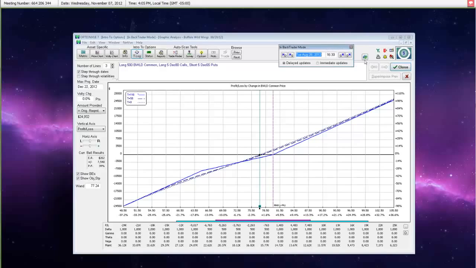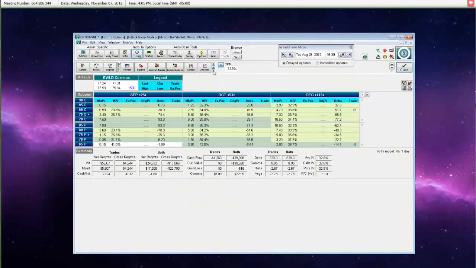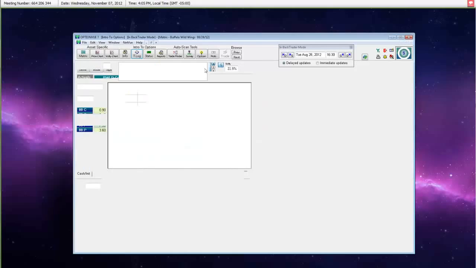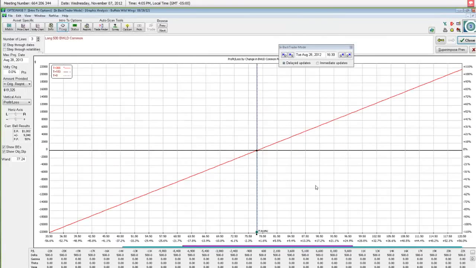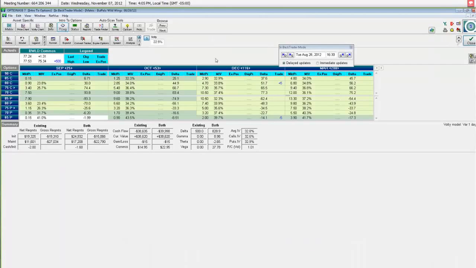Just a second. I want to go with my existing trade, which is just this. I don't want to talk about the options yet. If you're long 500 shares of Buffalo Wild Wings, you can pretty much guess how things are going to operate. You own it. If the stock goes up, you're going to make money. If it goes down, you're going to lose money. Right? Enough said.